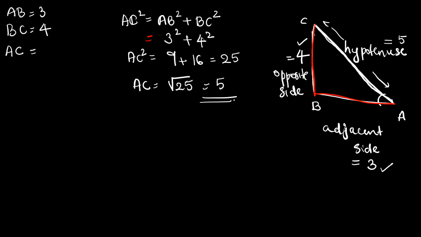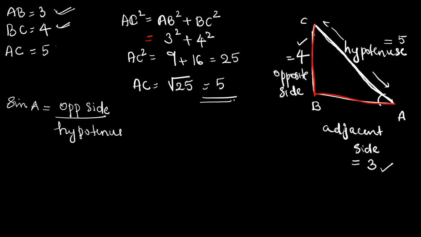Now in the given triangle we got all the sides. That is AB equal to 3, BC equal to 4 and AC is 5. Now what we have to find? We have to find all the other trigonometric ratios. That is sin A, cos A, tan A and also cosec, sec and cot. Now what is sin A? Sin A is opposite side divided by hypotenuse. So what is the opposite side? That is 4. What is the hypotenuse? Hypotenuse is 5. Sin A is 4 by 5.